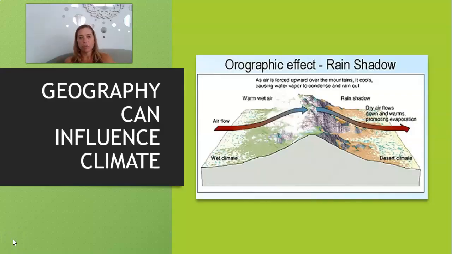Geography can also influence climate. So although you saw that there were regions where there are deserts or regions where there are rainforests, it didn't span perfectly across the land masses, right? And that's because geography plays an influence.